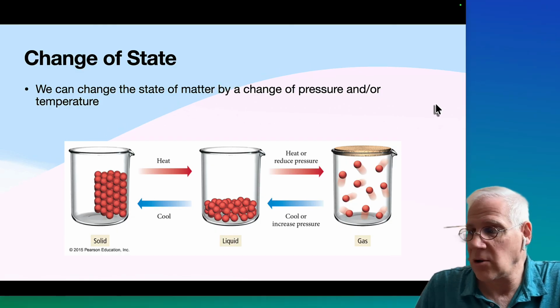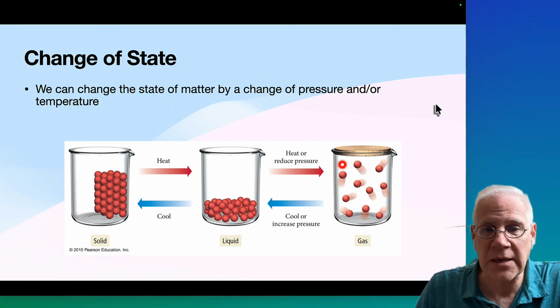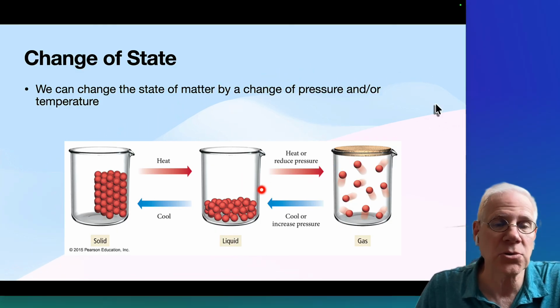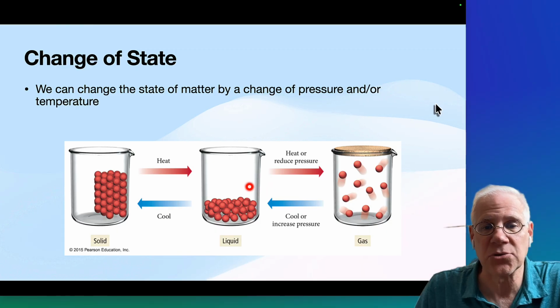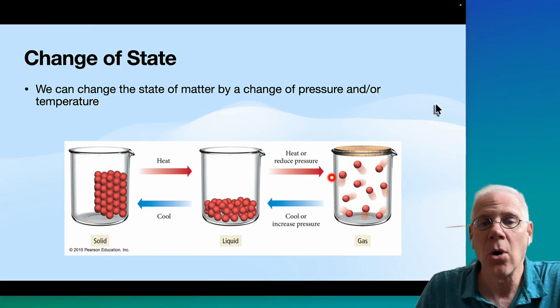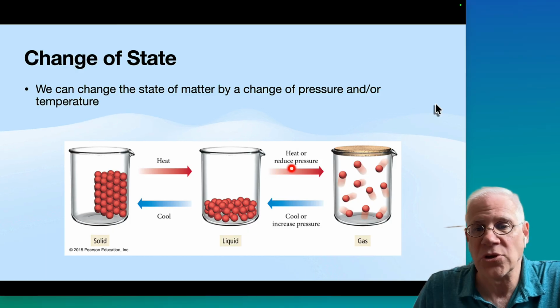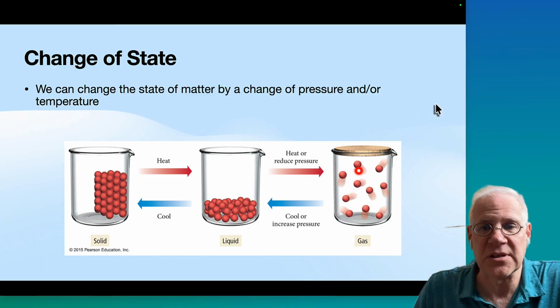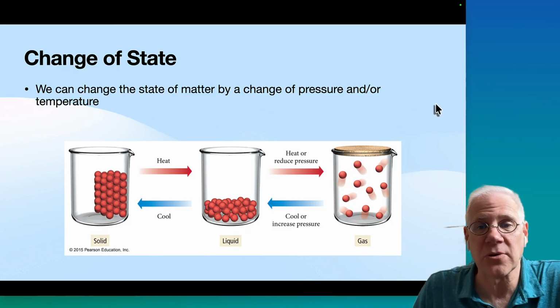Now, if you want to go from a liquid to a gas or vice versa, you can do it in a couple of different ways. To turn a liquid into a gas, you can add heat, which adds thermal energy, or you can reduce the pressure, which in essence increases the vapor pressure of that liquid and causes it to turn into a gas.